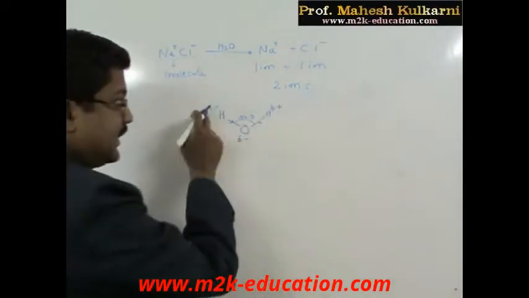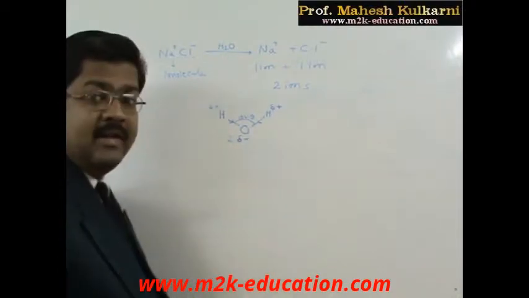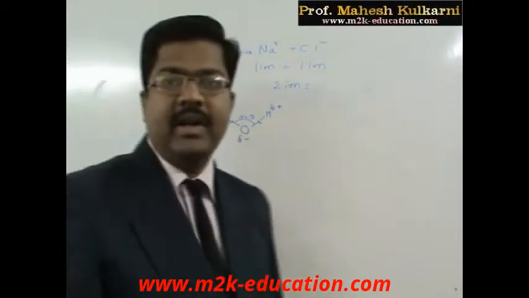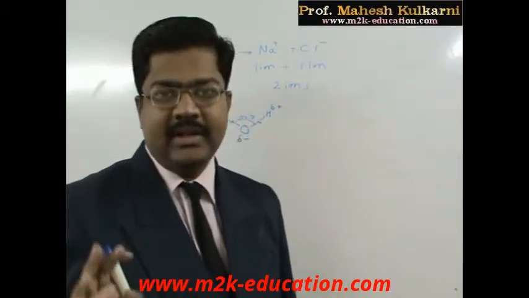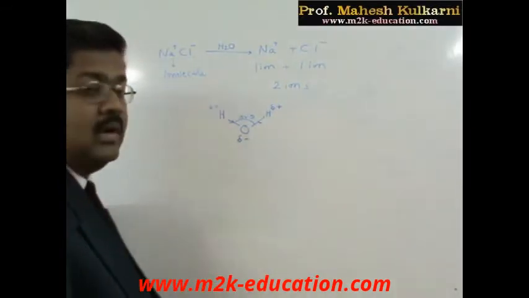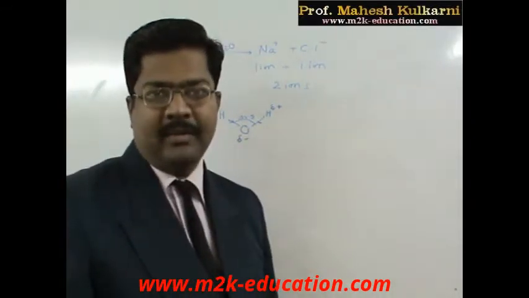Don't say delta plus, therefore 2 delta minus. No, delta is not a numerical value. It is just to indicate that a very small negative charge is there on oxygen. So poles are developed, and therefore the water molecule is considered a polar molecule.